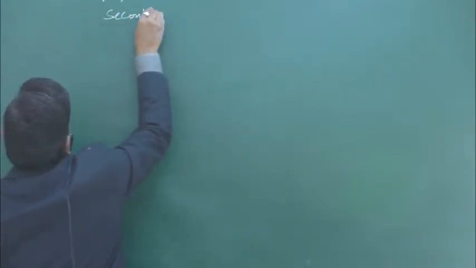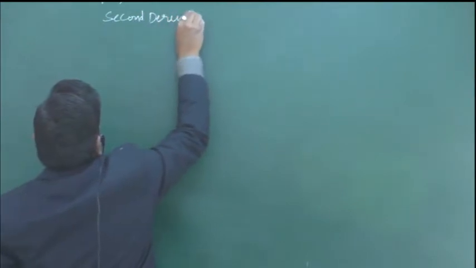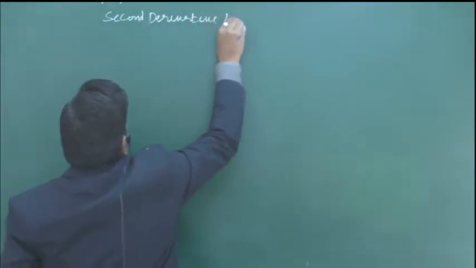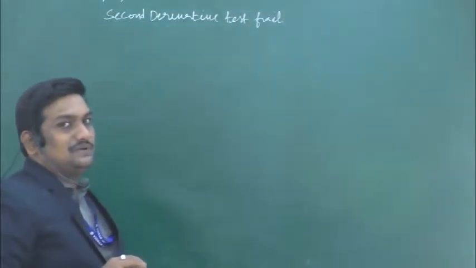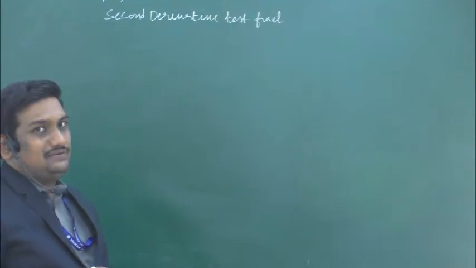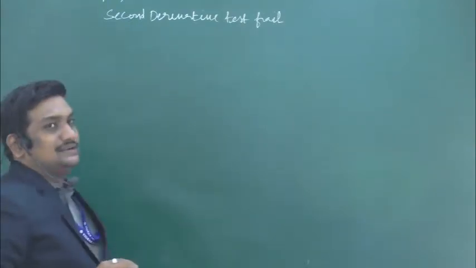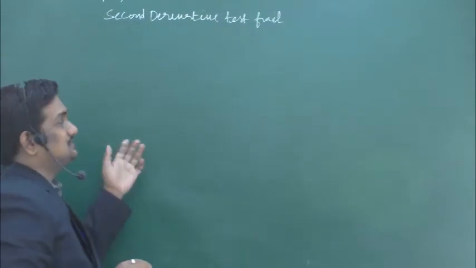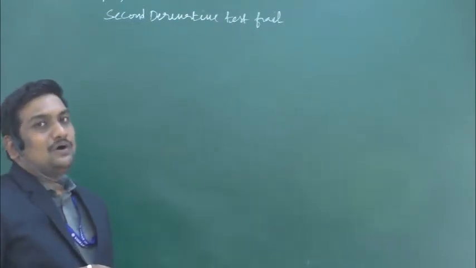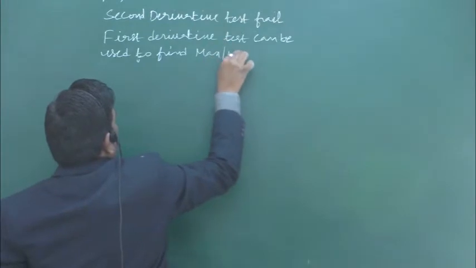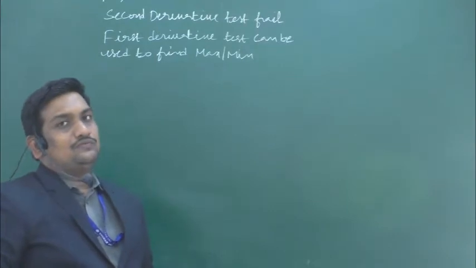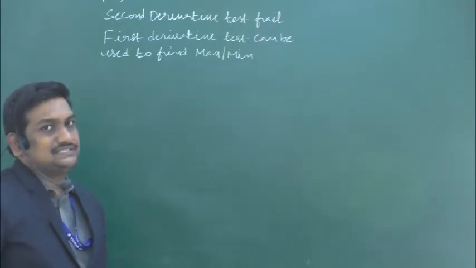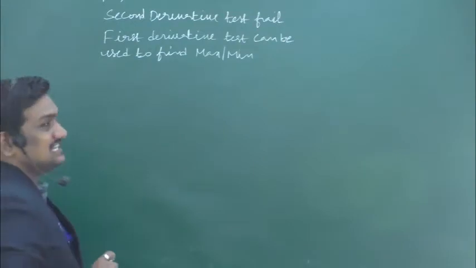So consider the function x power 4. You need to show that the second derivative test fails to find maximum and minimum, and the first derivative test is useful to find maximum or minimum. Okay, the function is x power 4.